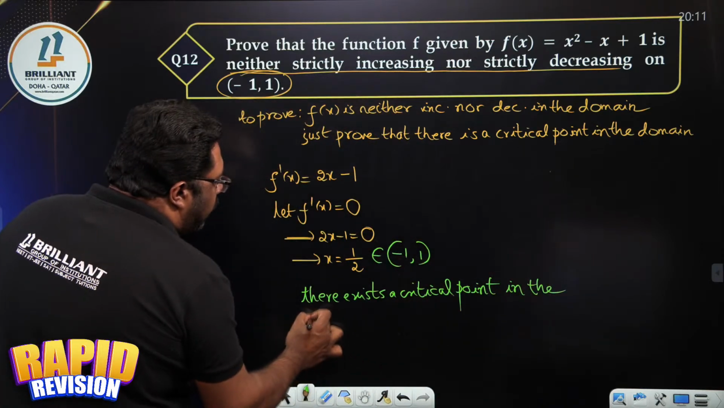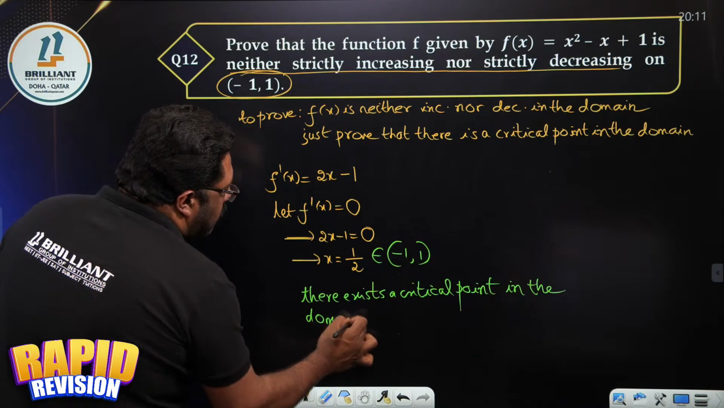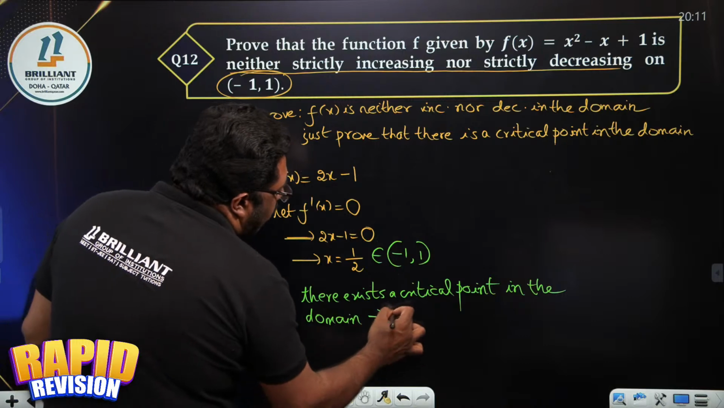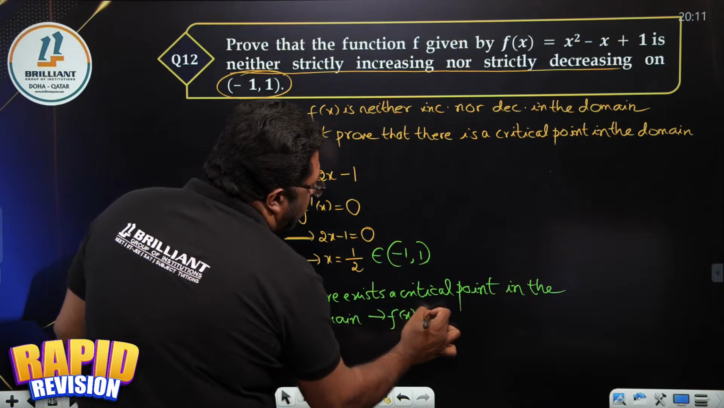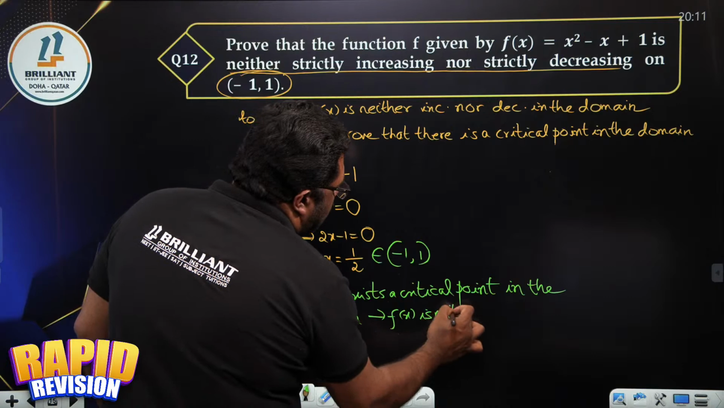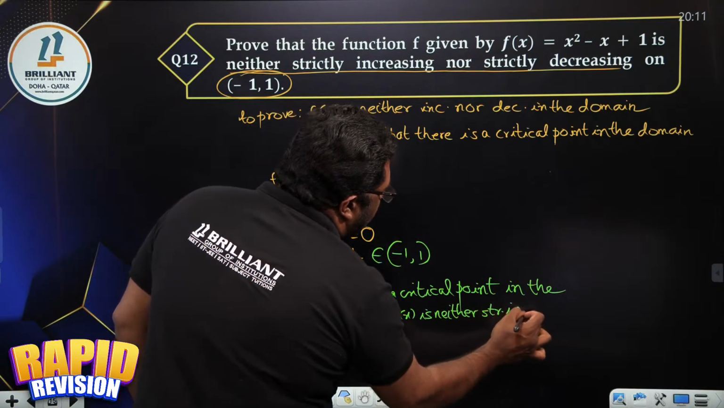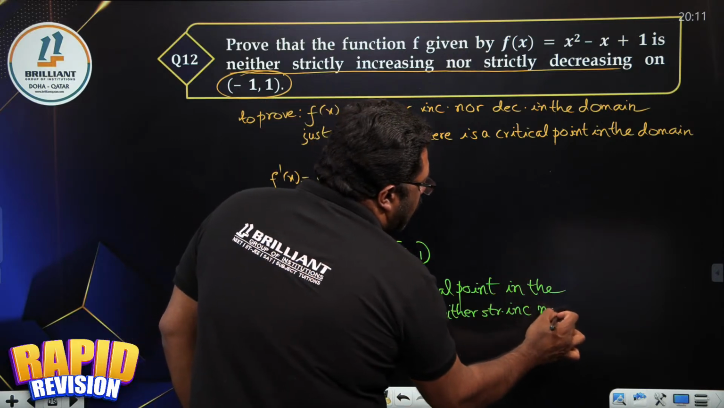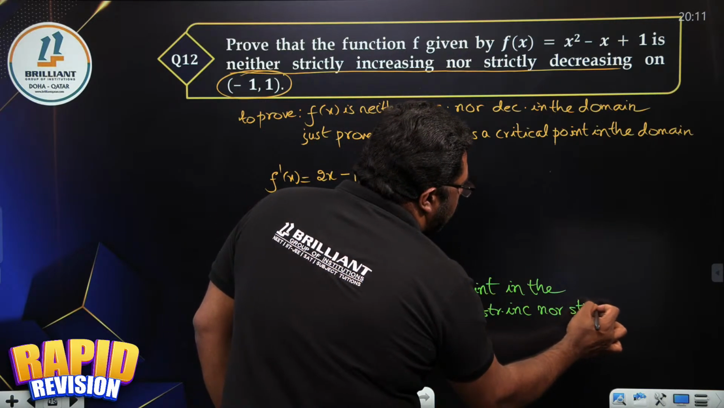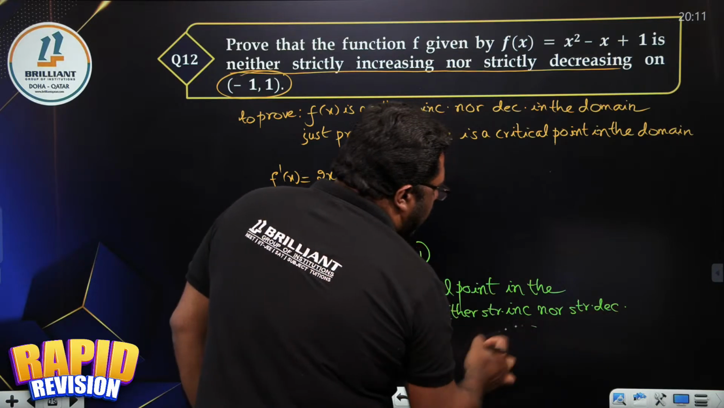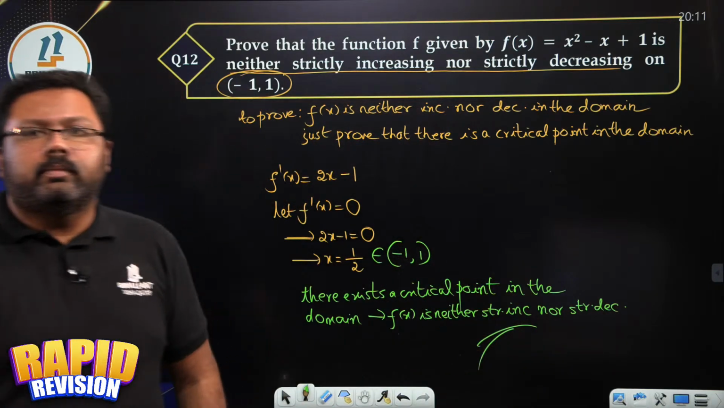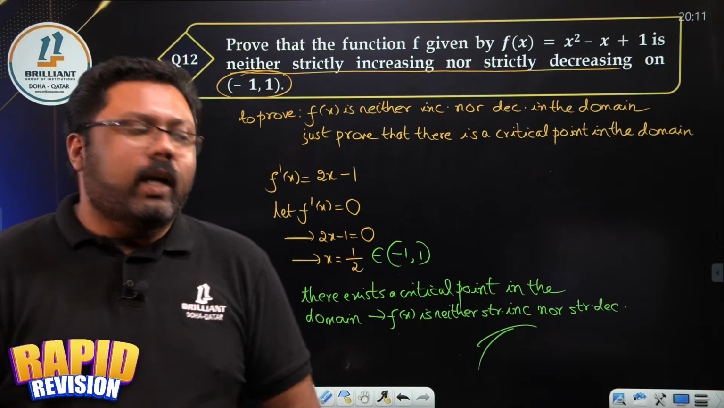So if there exists a critical point in the domain, that implies f of x is neither strictly increasing nor strictly decreasing. Answer done. All of you clear with the answer?